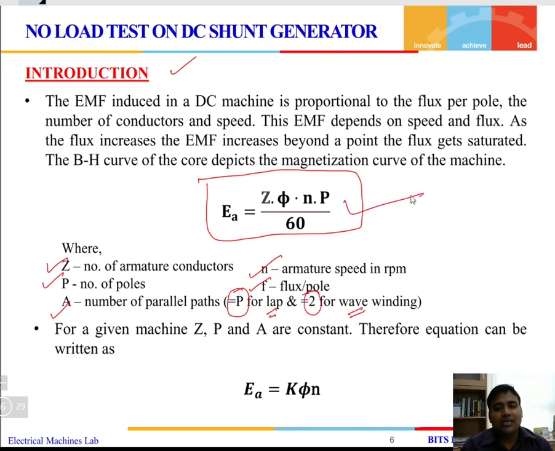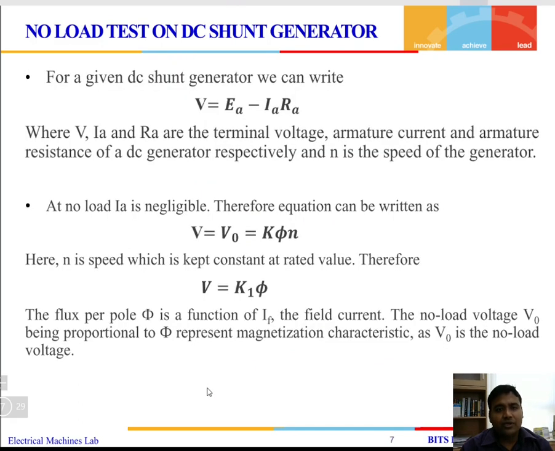Now in this case, if you see Z, P and A are basically constant for any given machine, so the induced EMF of the generator can be written as K times flux into speed. So by varying the flux or by varying the speed, you can vary the generated voltage. So that we are going to see.